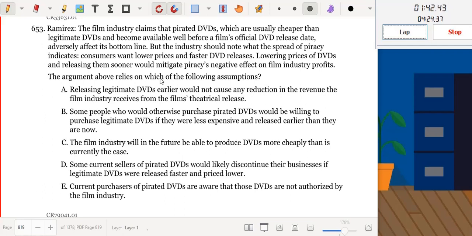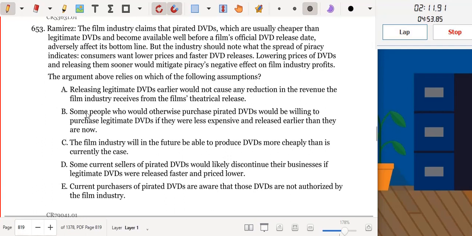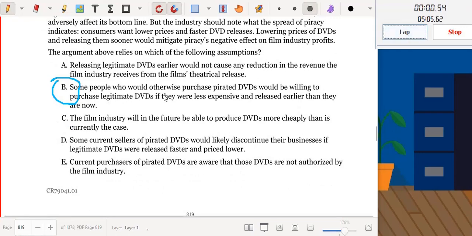Some current sellers of pirated DVDs would likely discontinue their business if legitimate DVDs were released faster. Some current sellers would, but our question is not about the sellers, right? Our question is about the people who are buying the pirated DVDs. Current purchasers of pirated DVDs are aware that those DVDs are not authorized by the film industry. So I will go with the option that some people would be willing to purchase legitimate DVDs. Yeah, this is my choice.